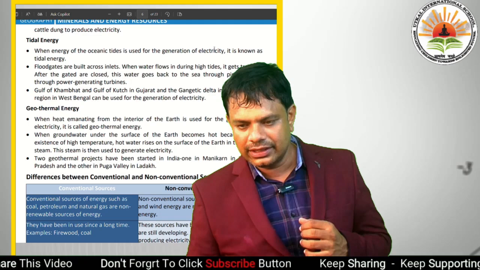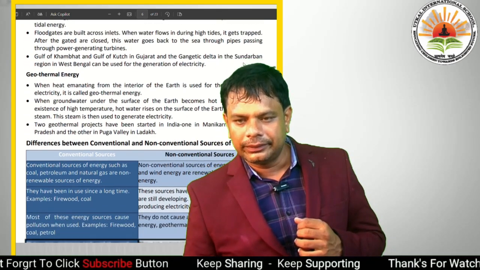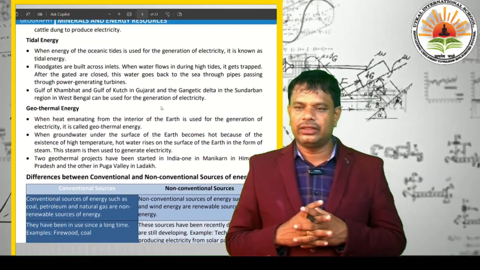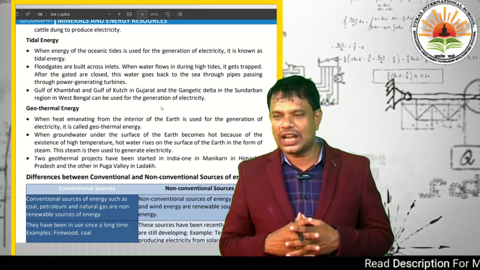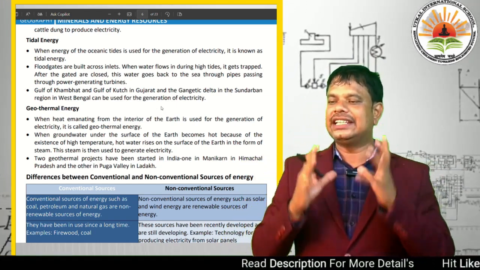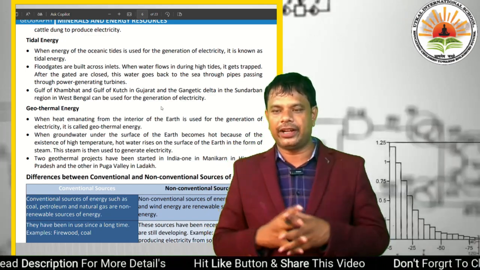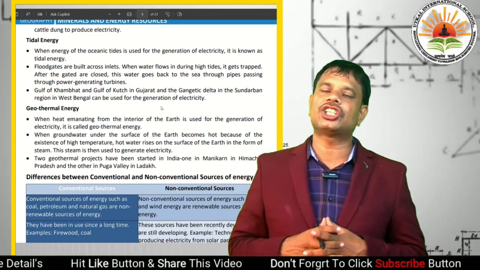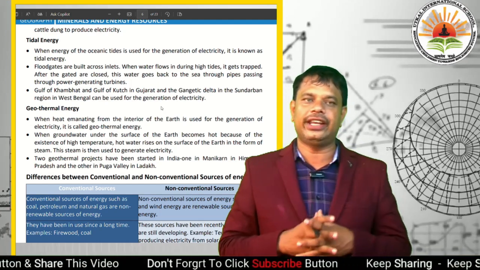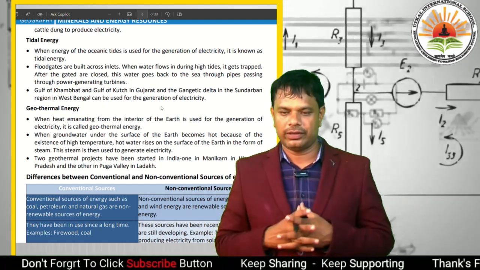Dear students, the Gulf of Kutch in Gujarat and the delta in the Sundarban region in West Bengal can be used for the generation of electricity in our country.